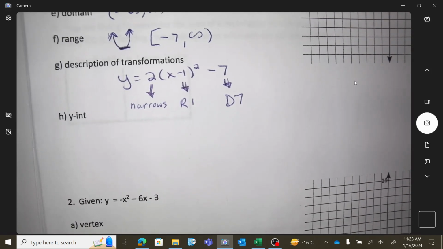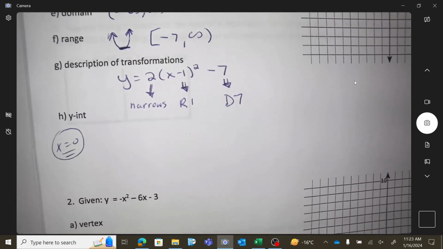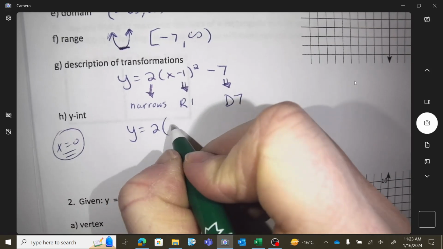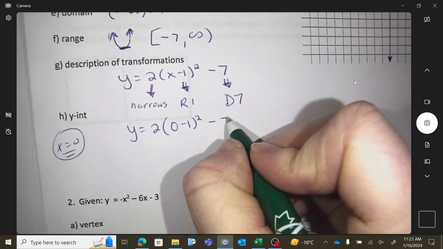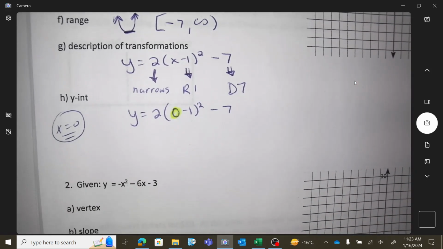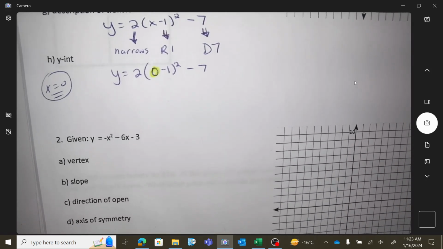And what is a y-intercept? What is the definition in your head of what a y-intercept is? Where x is 0. So you can see what I did there. I made x 0, and you need to come up with a number there when that's all said and done. Can you work that number out?